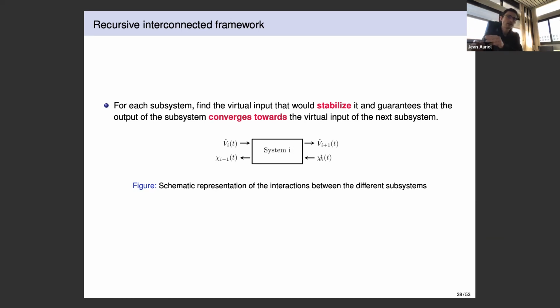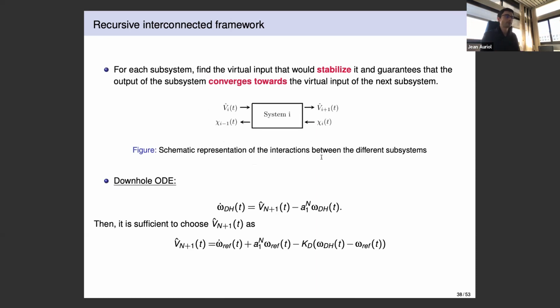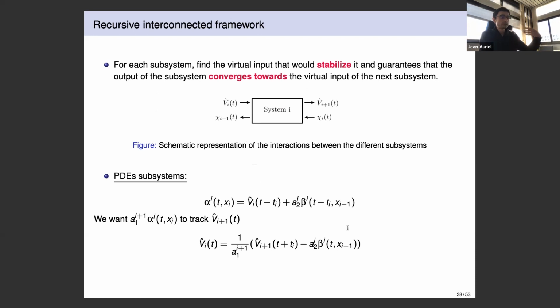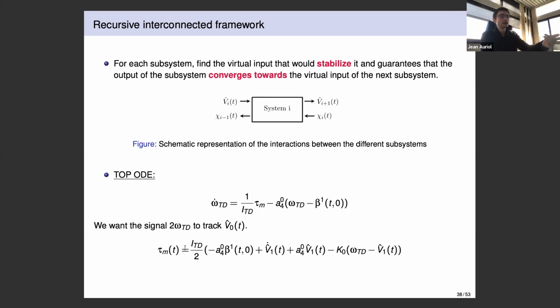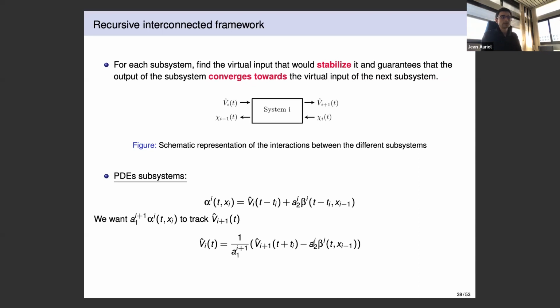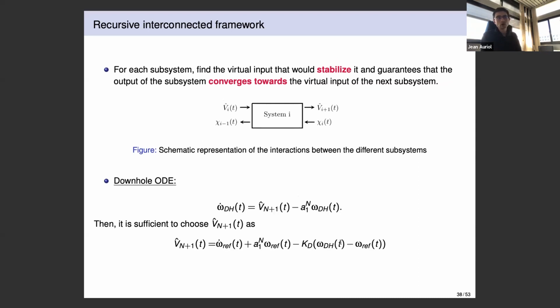So basically, you start from the bottom, you find what would be the good input for this ODE, then you go to the PDE part, what would be the good input to stabilize this PDE and have the correct output, etc., etc. So if you do it for an ODE, for instance, this is an ODE, it gives you a way to stabilize it. It is sufficient to choose Vn+1, so the last one, defined like that. Then you can iterate for the PDE subsystem. You iterate, and you get at the end the top drive torque, which is defined as a function of V1, and V1 is defined as a function of V2, V2 is defined as a function of V3, etc., etc. And the last one is directly defined as a function of omega ref and omega dh.